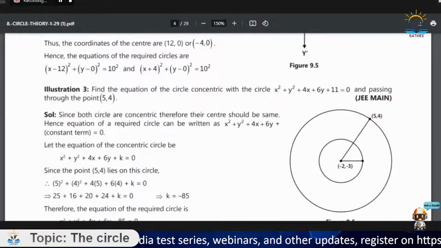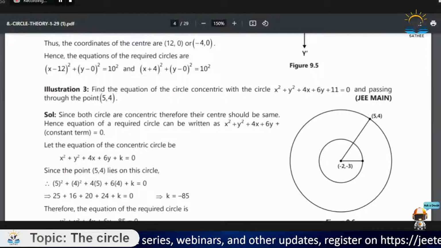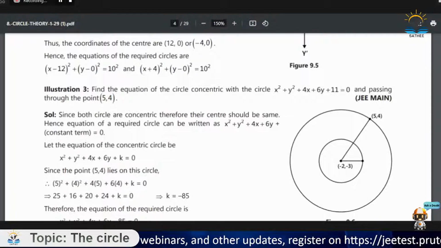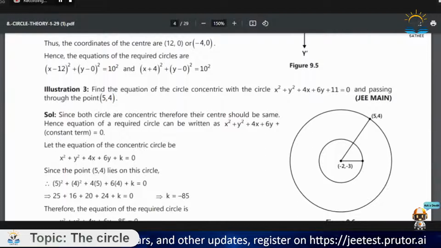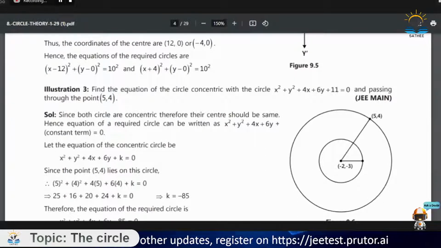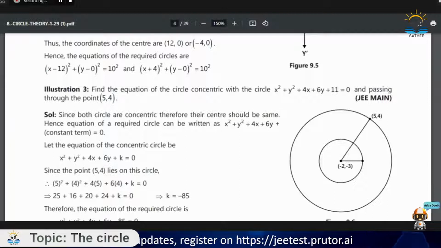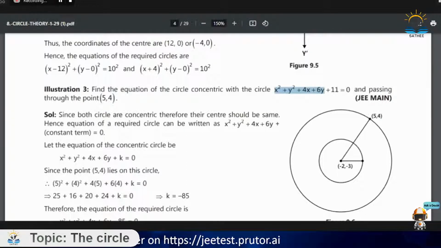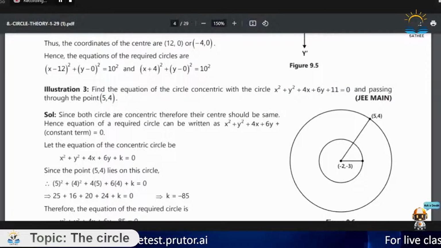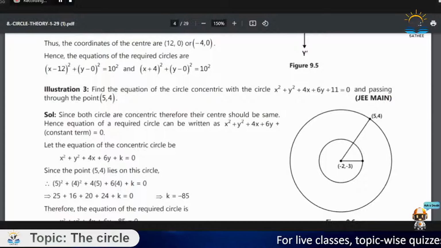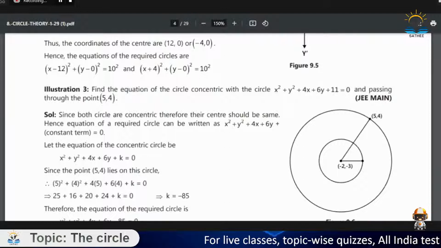Find the equation of the circle concentric with the circle x square plus y square plus 4x plus 6y plus 11 equals 0 and passing through the point (5, 4). This again comes down to be a simple question, because this equation basically gives us the center. The center is basically (minus 2, minus 3), because this term is 2gx, so g is 2 and the center would be (minus g, minus f), so (minus 2, minus 3).